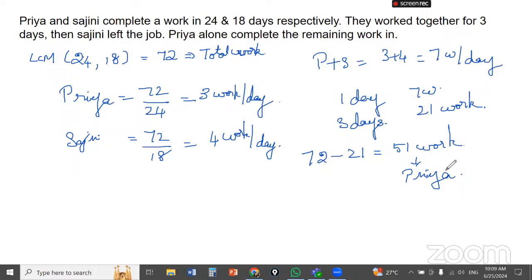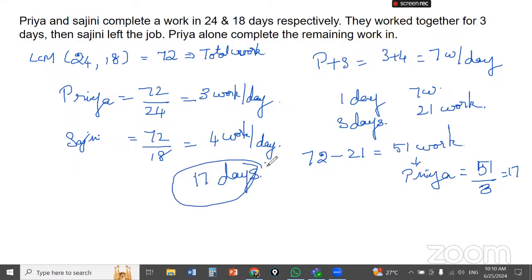Yes, Arjun, you are right. The answer is correct. So Priya alone can complete this 51 work in 17 days. Because her one day work is 3 and the remaining work is 51, 51 upon 3 is 17. So the remaining work, she will complete it in 17 days. This is the answer.